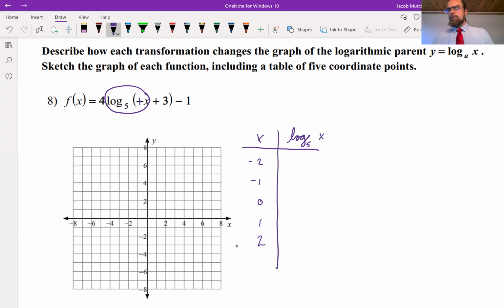But for this function, I really need to use the graphing calculator. It's difficult to calculate logarithms directly. Just to illustrate, if I were to try to evaluate log base 5 of negative 2, and I would say that it equals some y value, really what I'm saying is 5 to what power would give me negative 2.